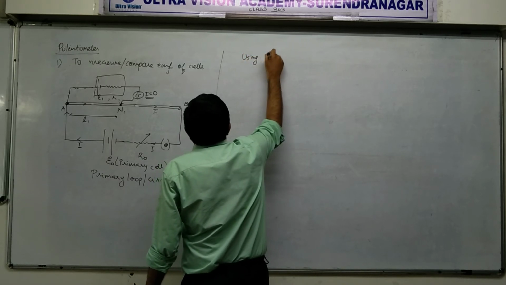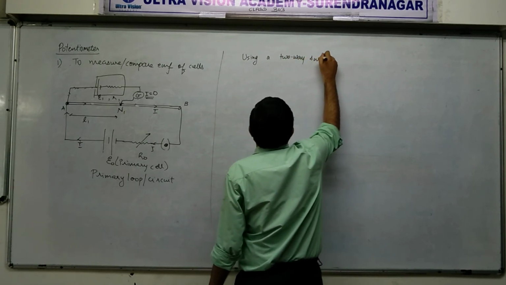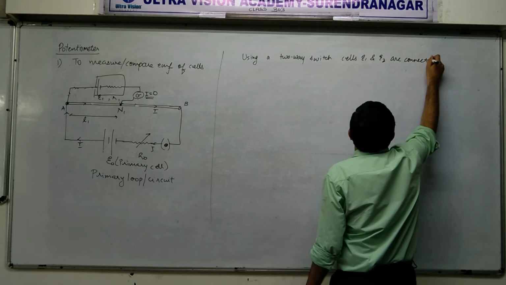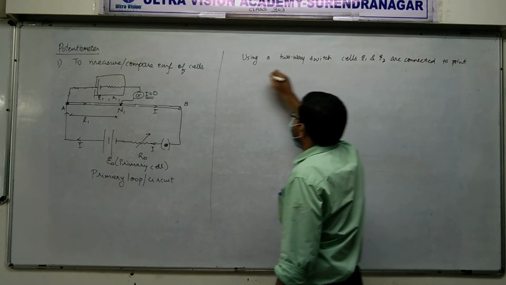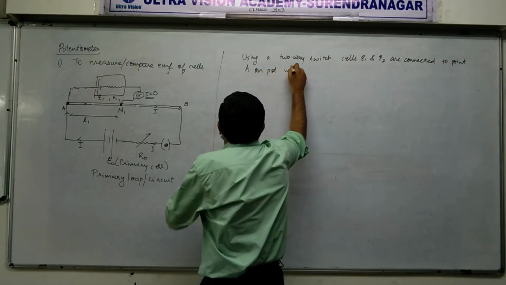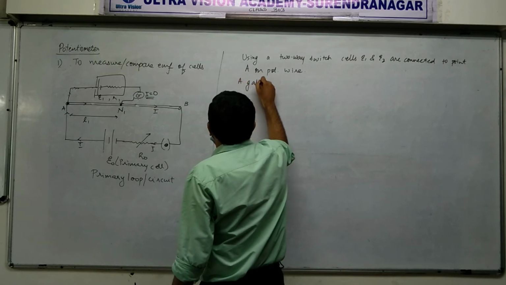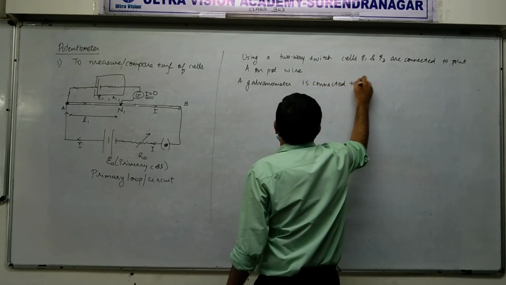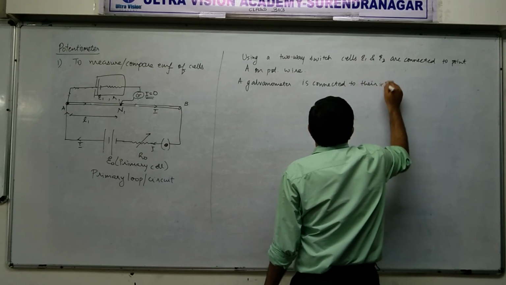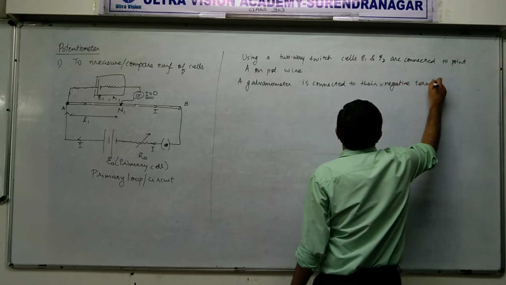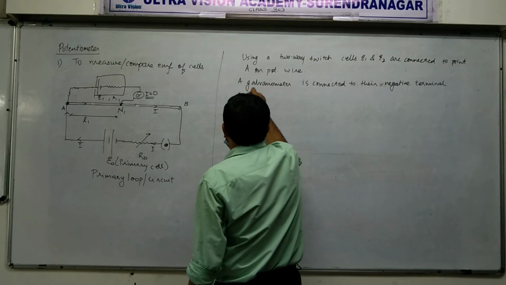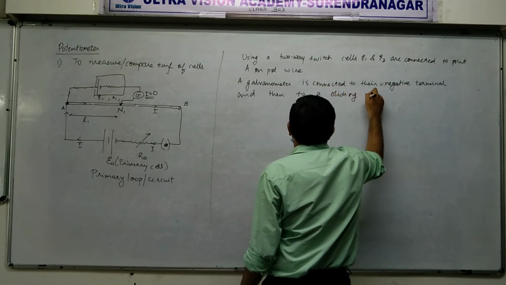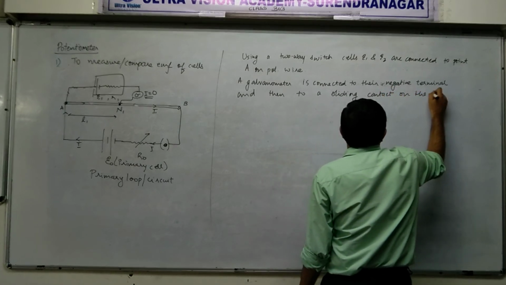So using a two-way switch, cells epsilon 1 and epsilon 2 are connected to point A on potentiometer Y. The galvanometer is connected to their negative end of the negative terminal, and then to sliding contact or jockey on the potentiometer Y.